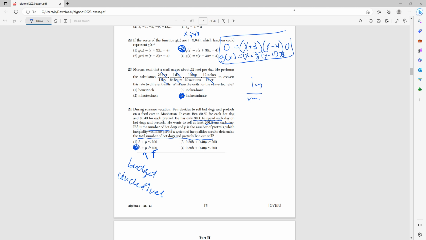Number 1 says that the total number of hot dogs and pretzels is less than or equal to 200. This one is in terms of the price, right? So these two are automatically wrong, because they're not in terms of the $100, they're in terms of the total amount of things that he's trying to sell, right? So that's it.